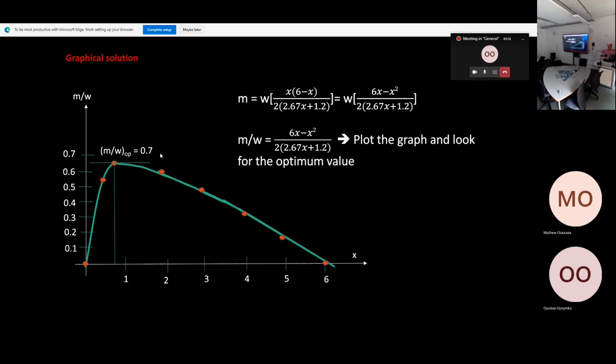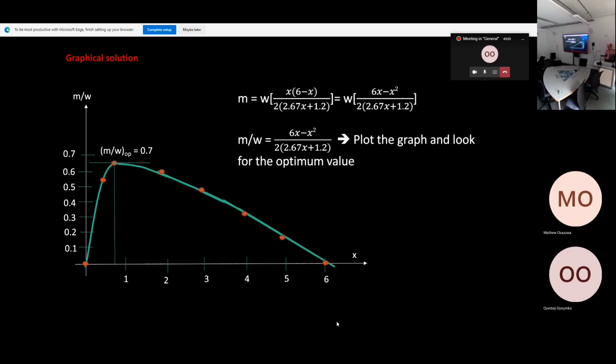Can you see that? So if you do it graphically, you can get a good estimation. I haven't done it on graph paper, but if you do it on graph paper, you get a very good approximation for the solution of M over W. It gives you the optimum value. So there are two ways you can do it: graphically, like here, or mathematically, by differentiating and obtaining the optimum value from that.